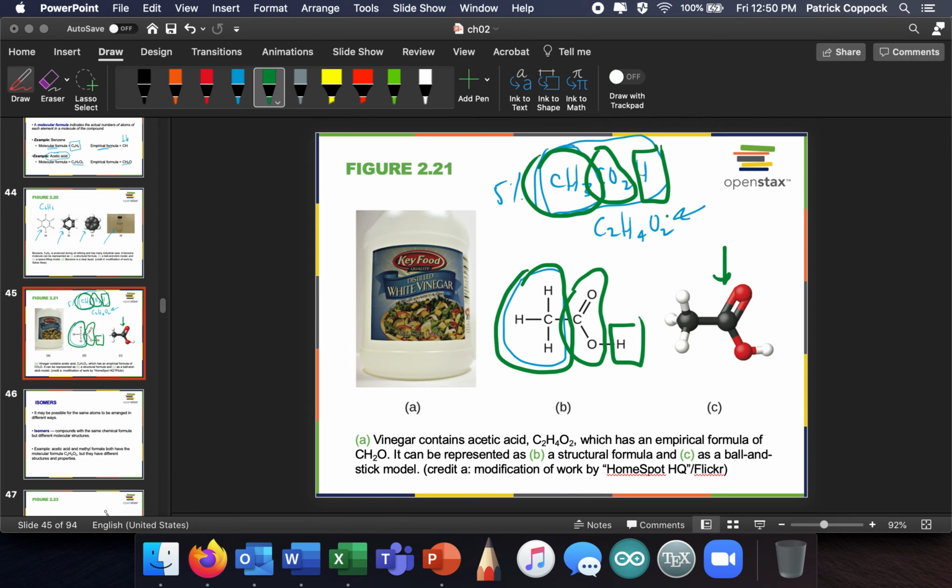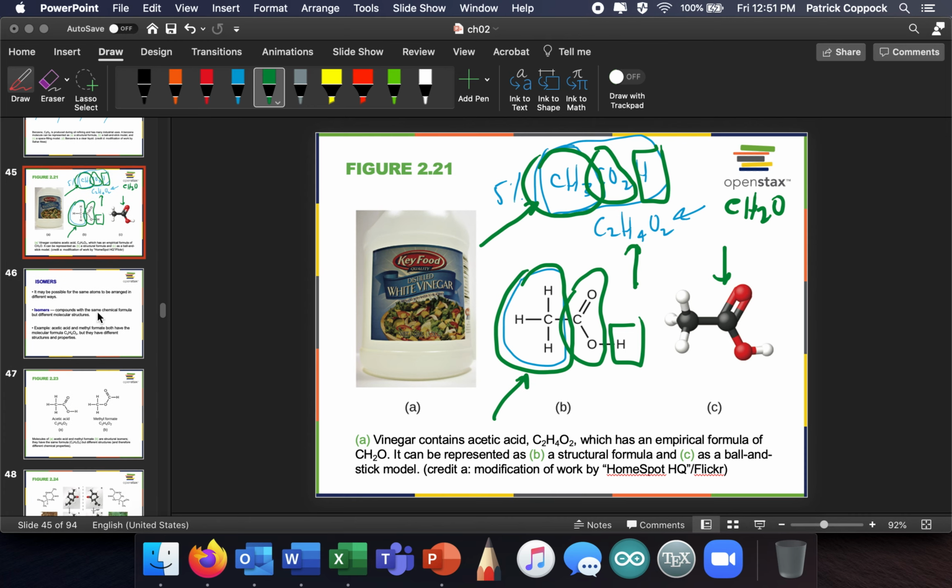If we want the simplest version of it, we might do the empirical formula, which is CH2O. Or if we want to specify a little more, we might say the molecular formula. If we want to specify even more, we might give the condensed structural formula. If we want to give even more information, we might use the structural formula, right? These are all ways to draw these things, okay?